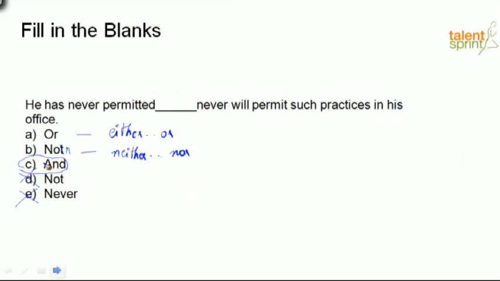He has never permitted and never will permit such practices in his office. So basically it's reiterating that this person has not done this in the past, and he's not going to do this going forward as well. Right? So he has never permitted such practices and he will not permit such practices in the future. Will permit, right? Nor has he done this in the past, nor is he planning to continue this in the future. So the right conjunction in this context would be "and."